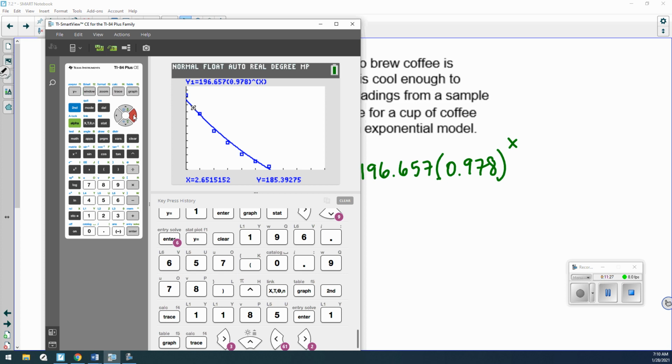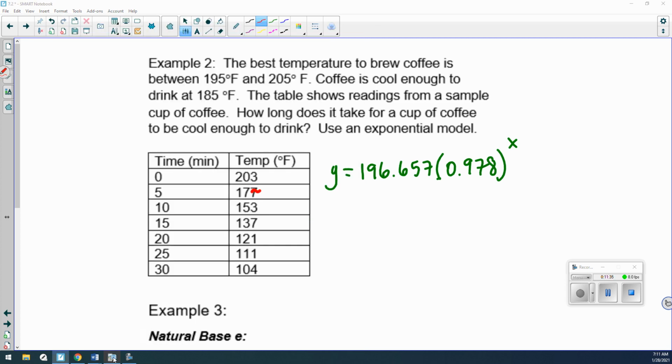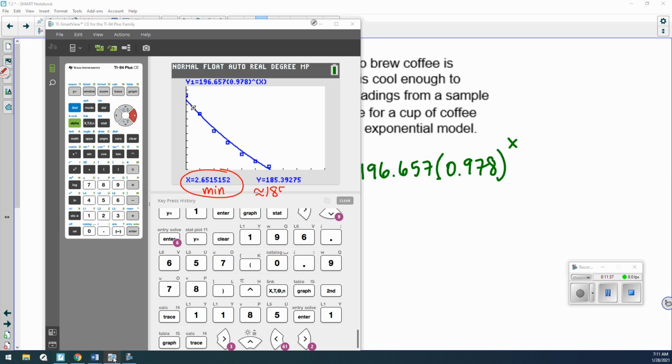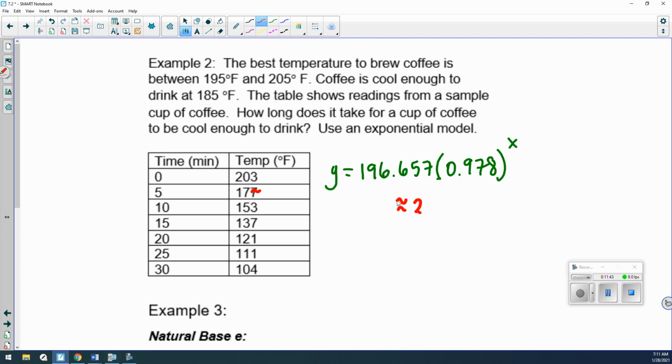So it says at 2.6 minutes, the temperature will be, whoops, where'd my graph go? It'll be approximately 185 degrees. So again, I just traced the curve. So I'm going to say at approximately 2.5 minutes. All right, so that takes care of that. We can make an exponential model. I mean, we can really make any shape model. So that's a cool one.